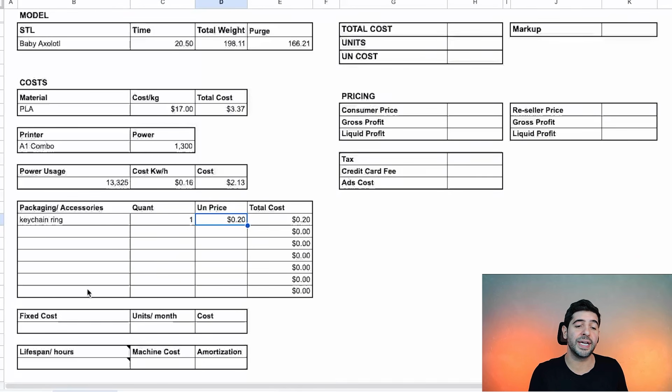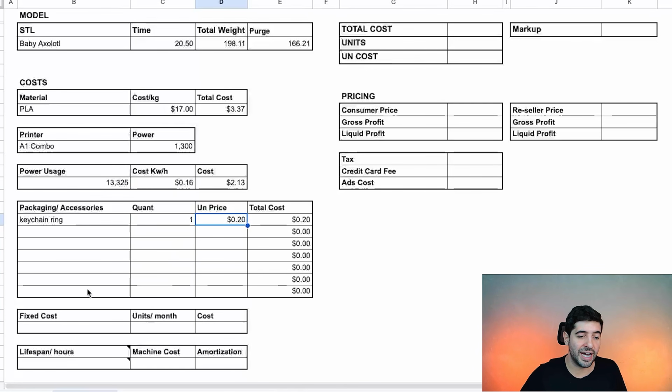This product is going to be sold with an accessory, right? This is a keychain. So I do need the keychain ring. This is one of the accessories that I also need to take into account when I'm making the calculations of my price. The quantity is going to be 1 per model, and the unit price is going to be 20 cents. Again, I'm just guessing. I haven't gone online, I haven't looked for the price of a keychain ring. I think it would be under that price, to be honest, but that's fine. Let's calculate using that.